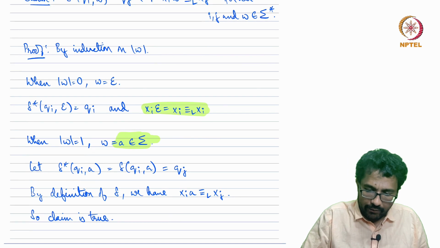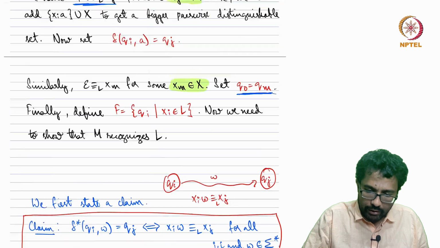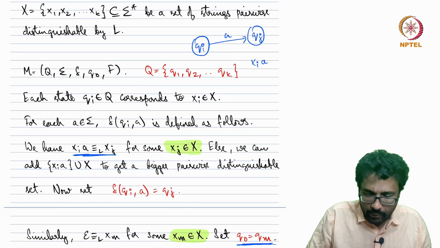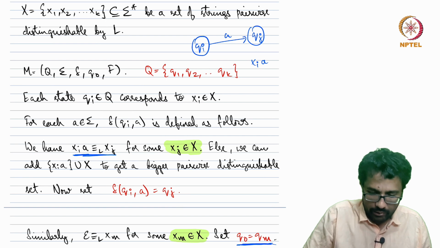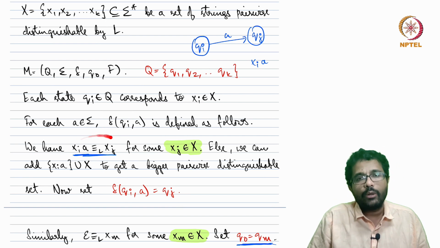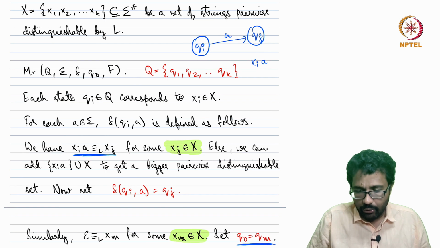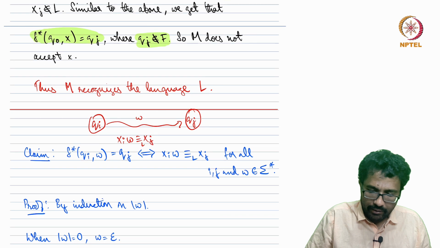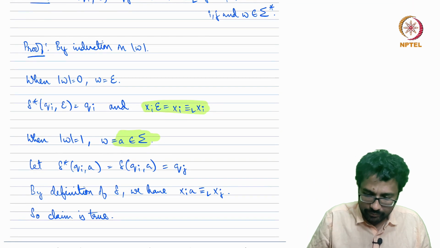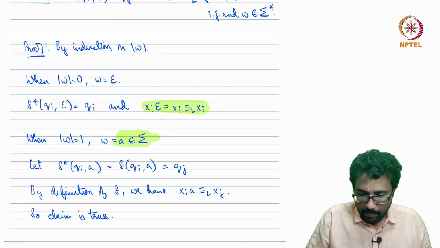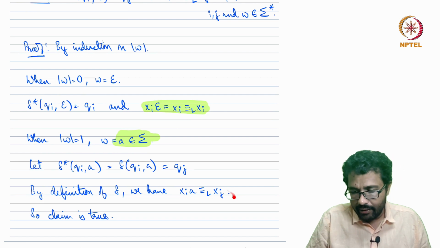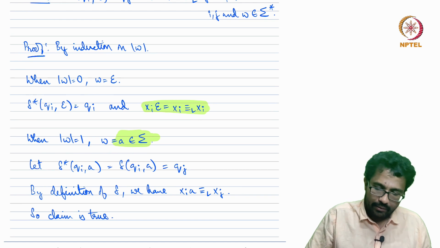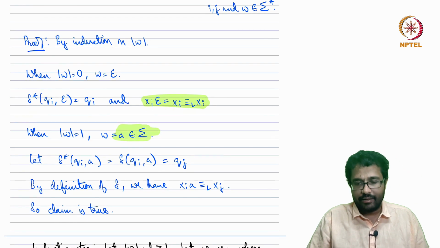If you remember, the way we define delta of Qi a equal to Qj was by checking what is the equivalence of Xi a. So what is Xi a equivalent to? We set it to be Qj because Xi a was equivalent to Xj. So by the definition of the transition function, Xi a is equivalent to Xj. So the claim is true here as well, just by the definition of the transition function.